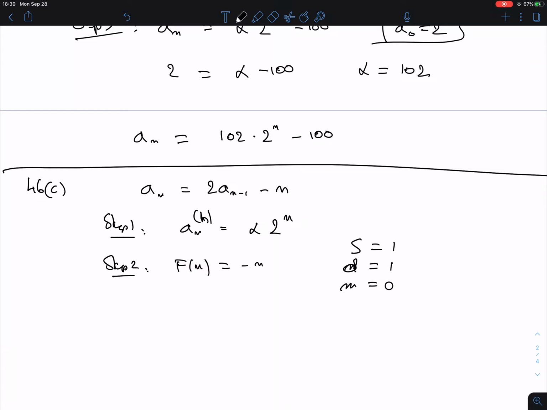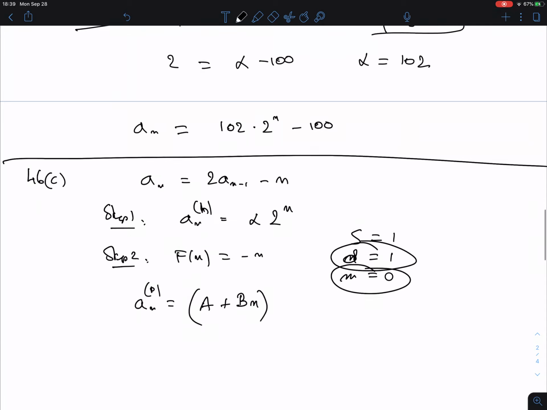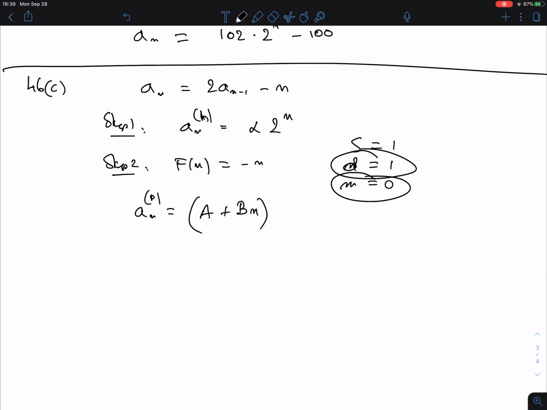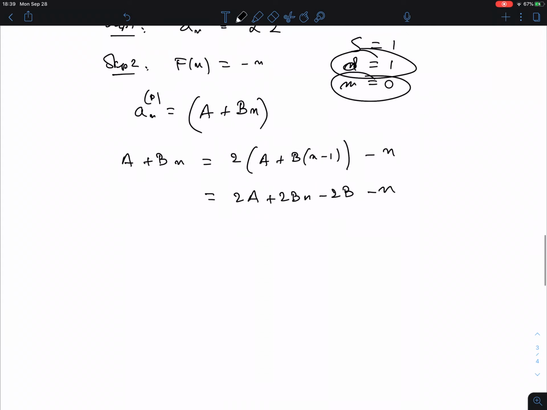Okay, so this means that a particular solution will look like this, this doesn't contribute. This is a general polynomial of degree 1, a plus bn, and then s is just 1, so we don't have this. Okay, now we plug this in. We get a plus bn equals twice a plus b times n minus 1 minus n. Okay, not too bad. That is 2a plus 2bn minus 2b minus n. Okay, expand, I'll do expansion right away there.